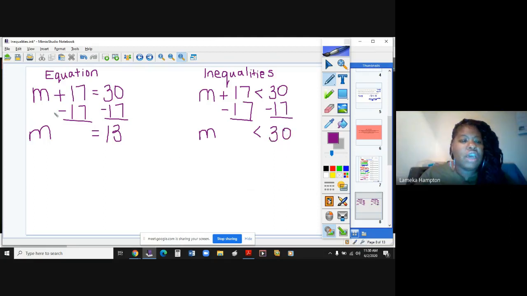Now, equations you necessarily don't have to graph. Why? Because it has one number, and that one number is the only answer for the equation. Inequalities can have multiple solutions.